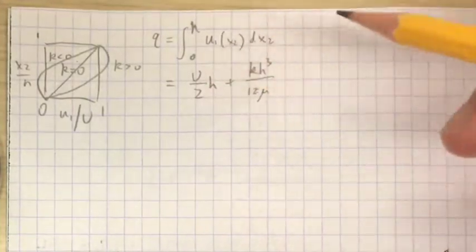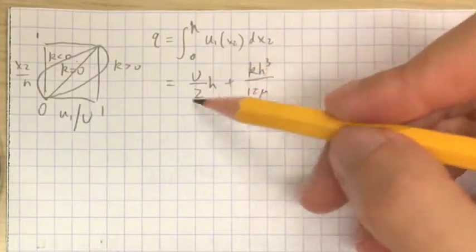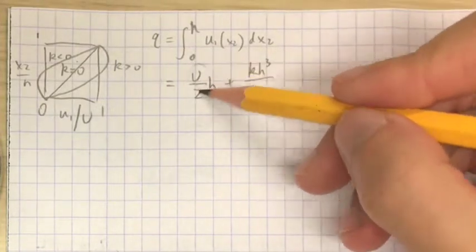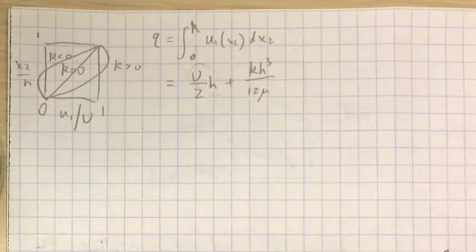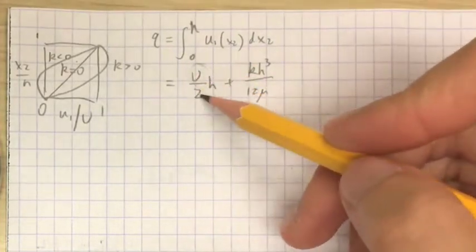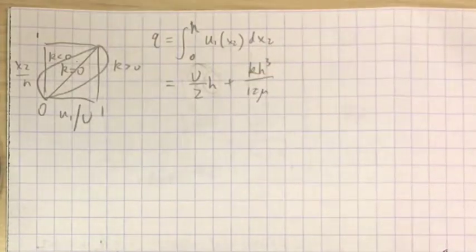First, we know that the flow can be divided into a Couette part and the Poiseuille part, right? The Couette part is just this. So in order to get the flow rate resulting from the Couette part, it's just half the velocity, because that's the average velocity, right? Times the area.